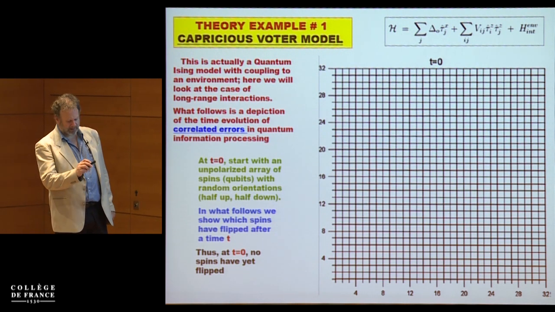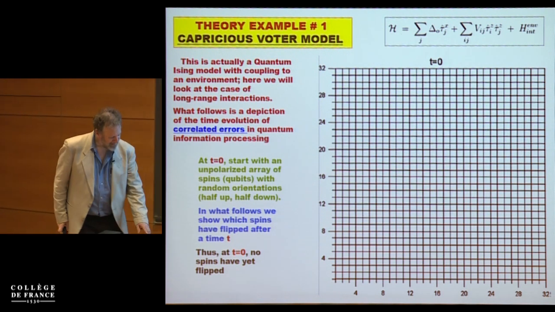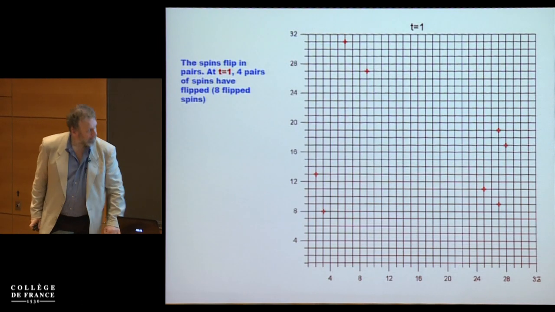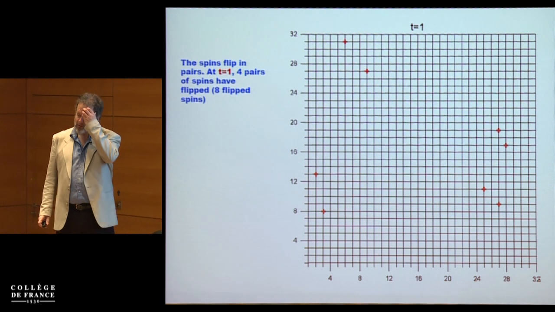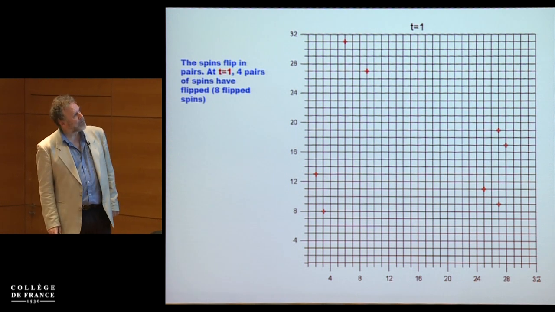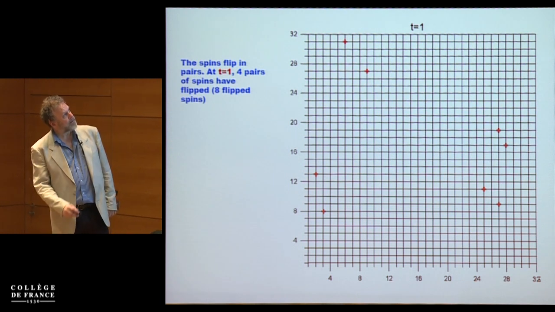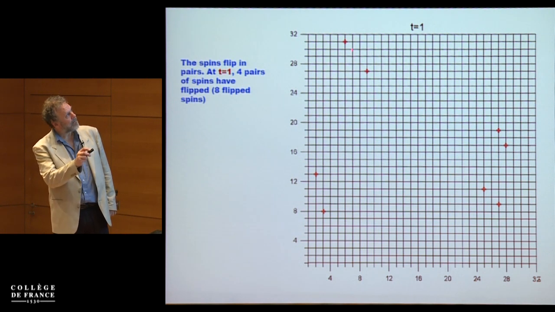Okay, so let's start and see what happens. Oh, that's right, it doesn't work. Okay, so this is after 1 time unit. That means a time of order 1 over delta. And we see that 8 spins are flipped. These, and these.